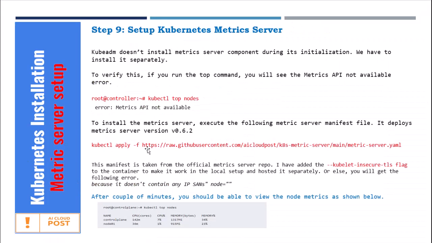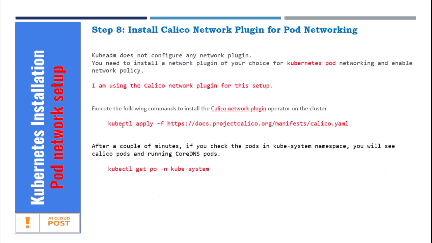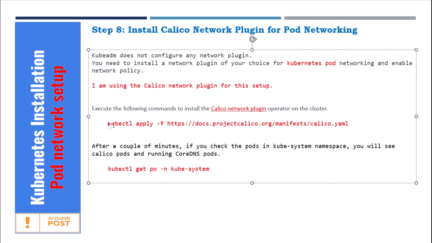For the CNI, this is not defined by me. This is the standard documentation from the official Kubernetes documentation. Calico, Project Calico, is the CNI plugin, so I am going to install this one. This is most important: where it is going to be installed, the kube-system namespace.